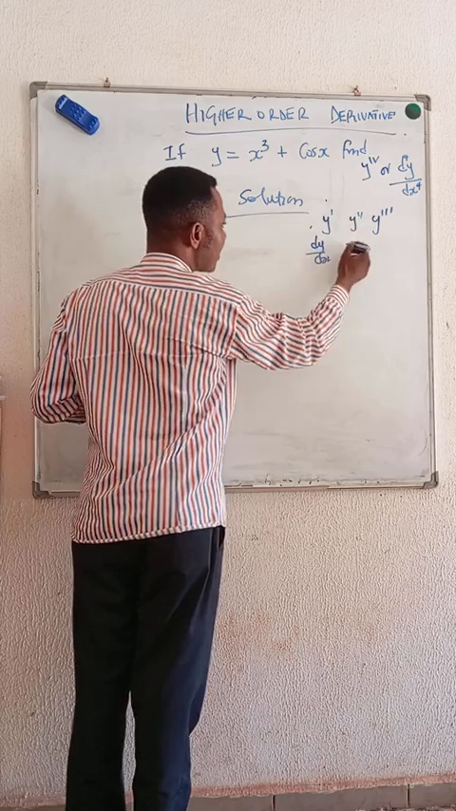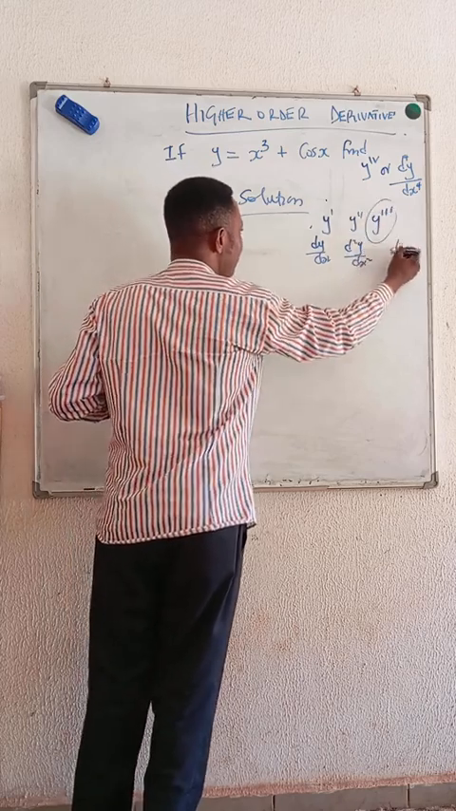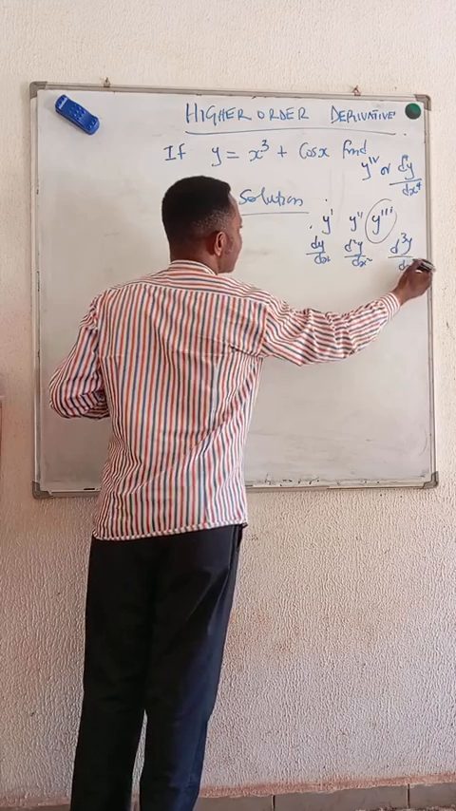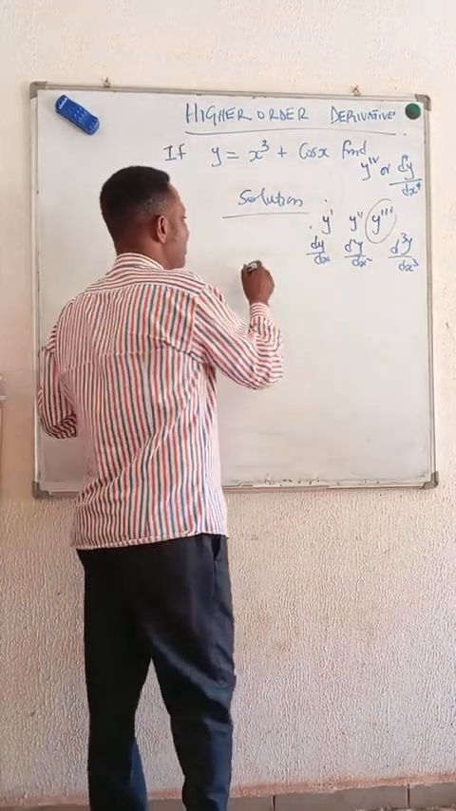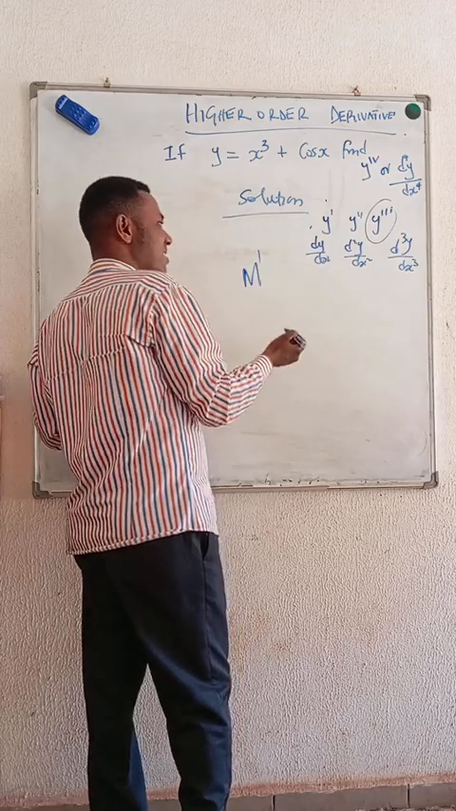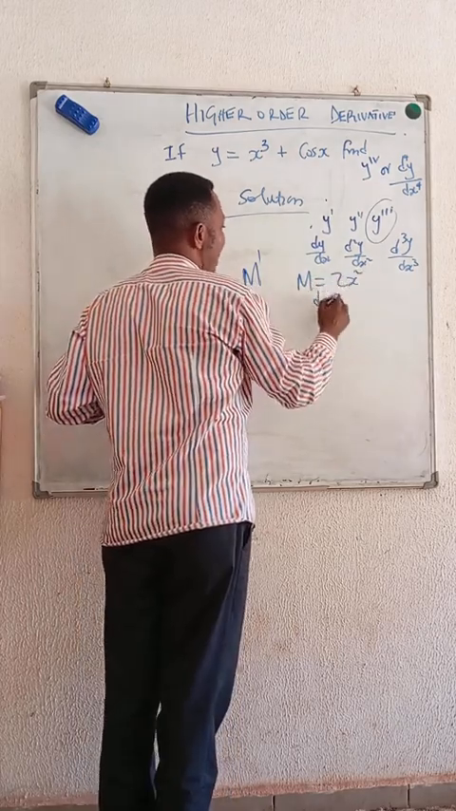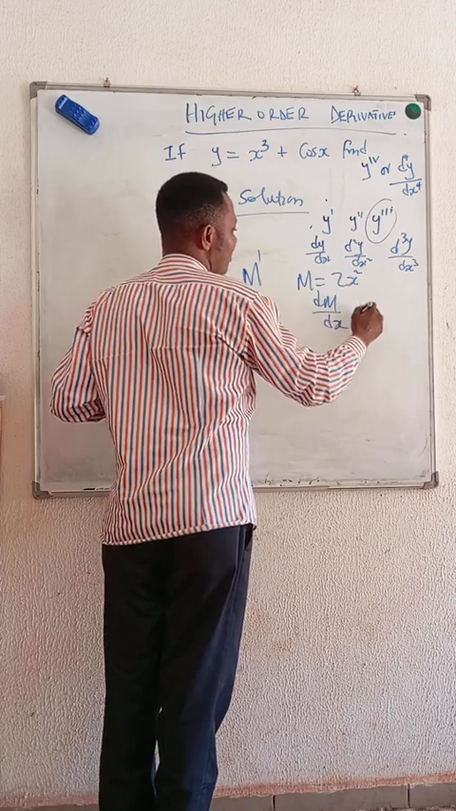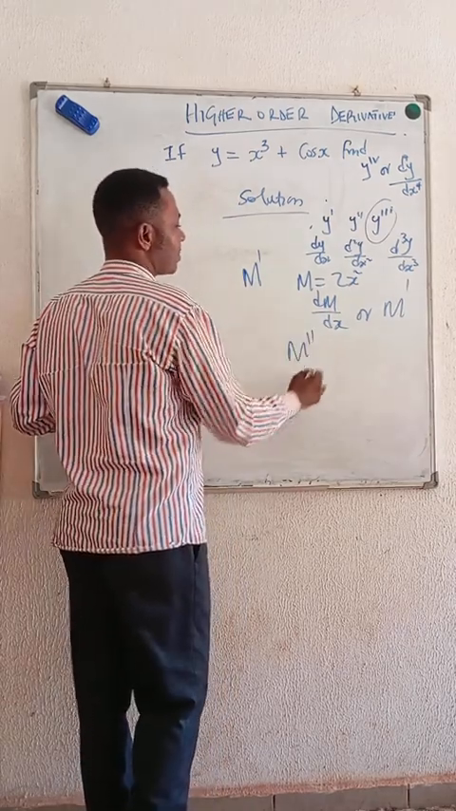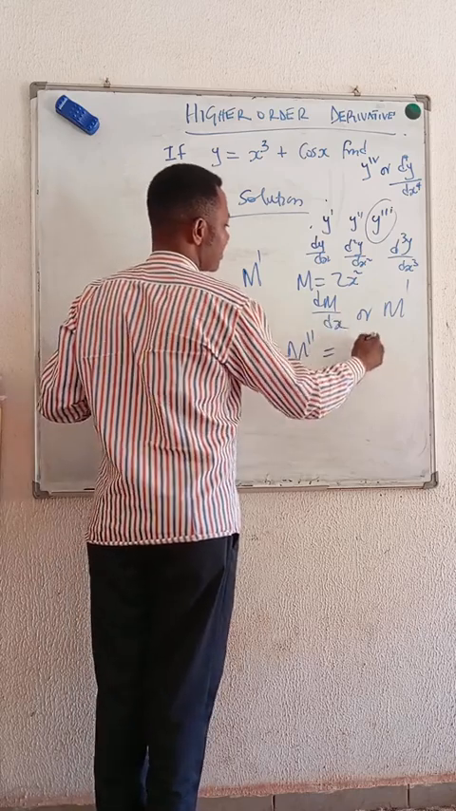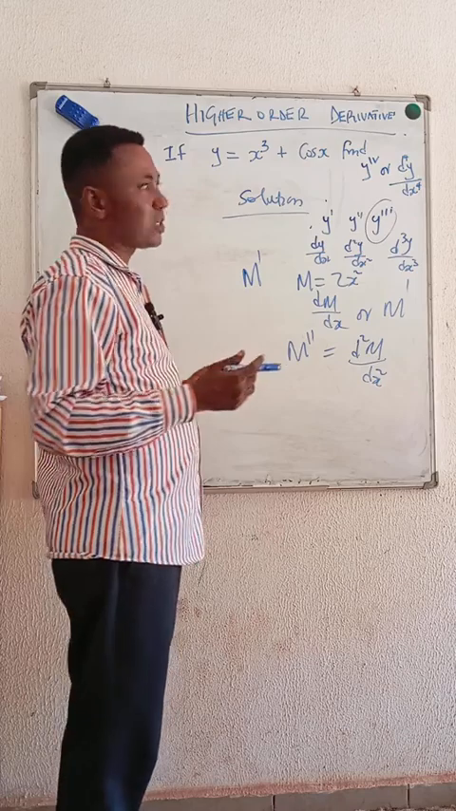What y prime means is dy/dx. Also y prime prime means d squared y over dx squared. The third derivative is written as d cubed y over dx cubed. But mind you, it must not be y; we can even say m prime. So if we have m equals 2x squared, you can have dm/dx, or m prime. We can also have m prime prime, which is the same as d squared m over dx squared. That is what we call higher order derivative.